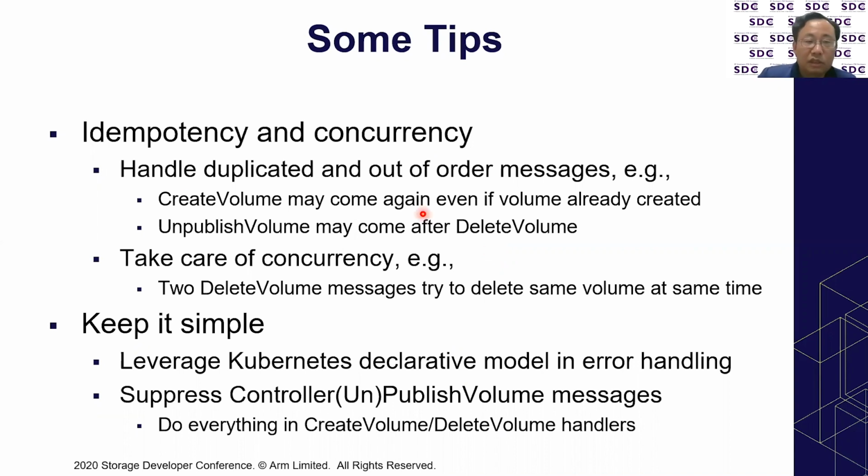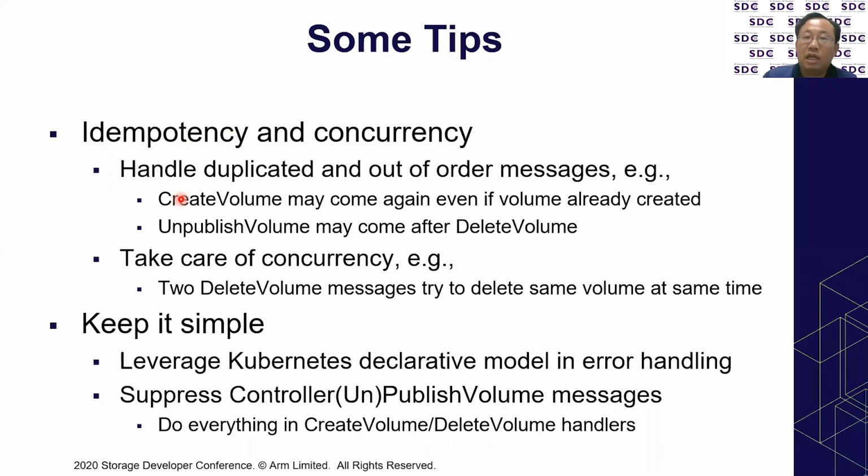First is about idempotency and concurrency. Idempotency means that because we are in a distributed environment, messages may come out of order or may come duplicated. For example, you received a create volume request and you created the proper volume, then you send a response back, but the response is lost or timed out. The sender didn't receive the response, so it sends the same create volume request again.